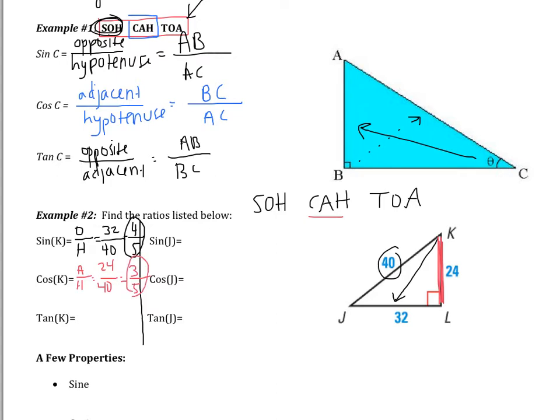Last one is tangent. Tangent goes with the TOA part. That's opposite over adjacent. Opposite side is still 32. The adjacent side is still 24. Both are divisible by 8. So this becomes 4/3. Take a minute, pause the video, and you do the sine, cosine, and tangent of angle J this time. So this time pay attention to this angle. Good luck.